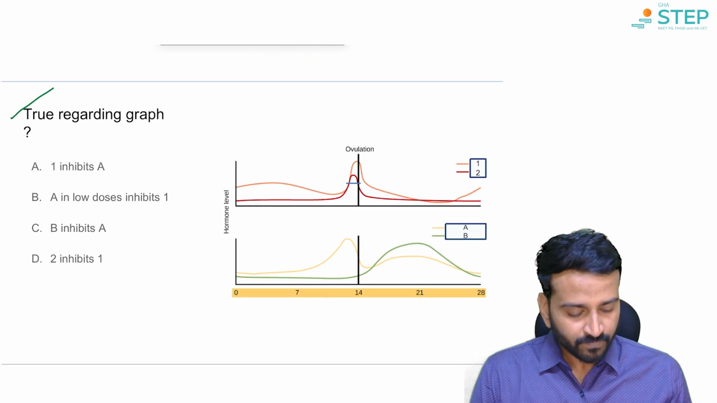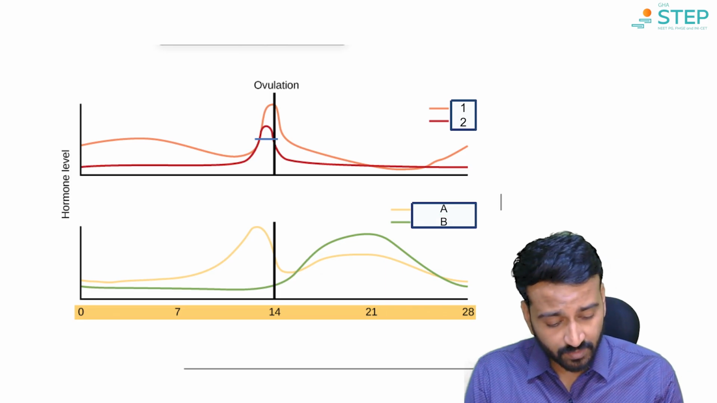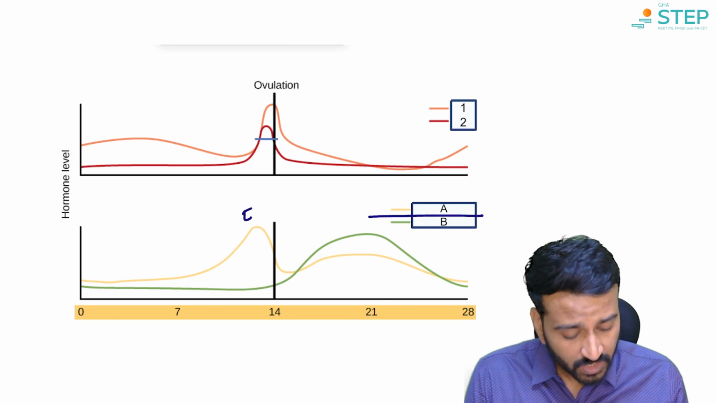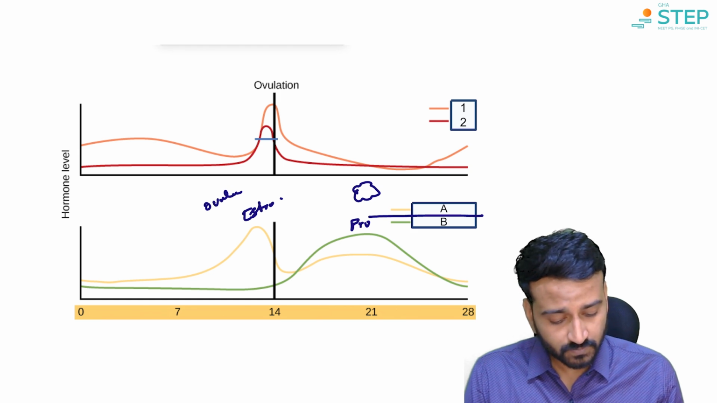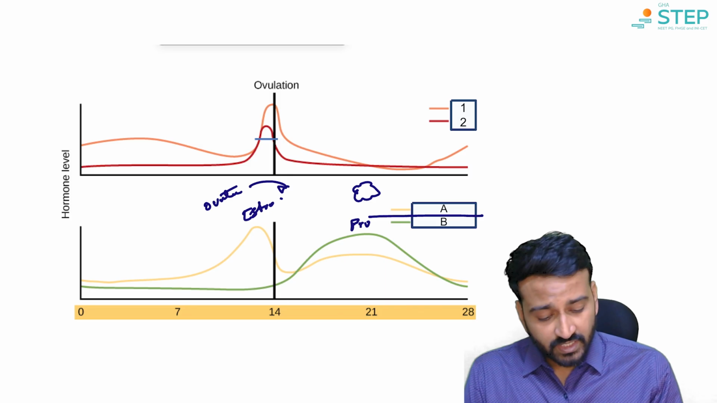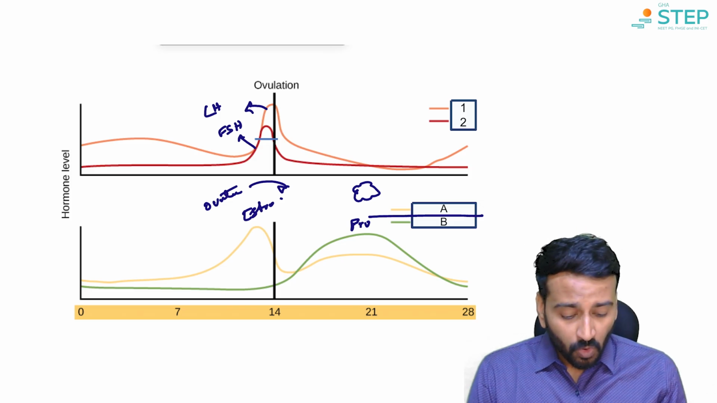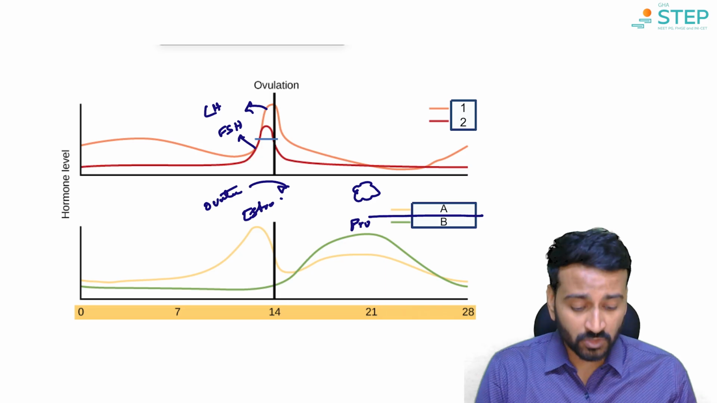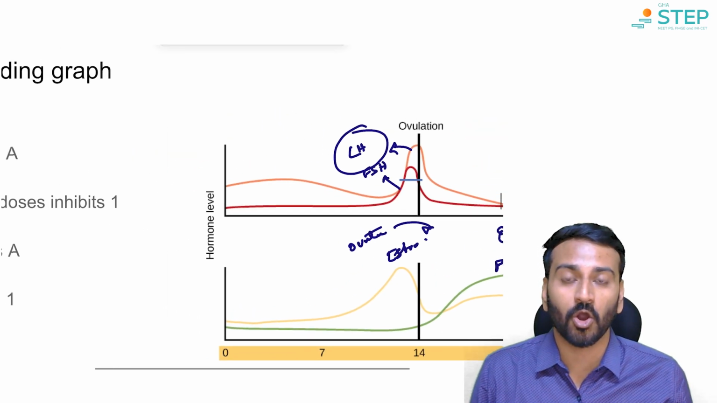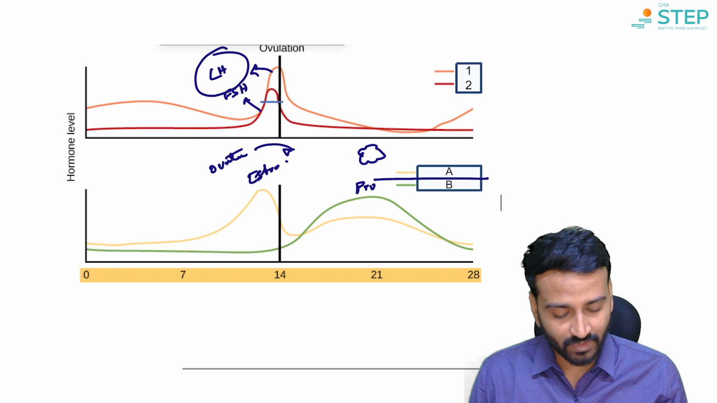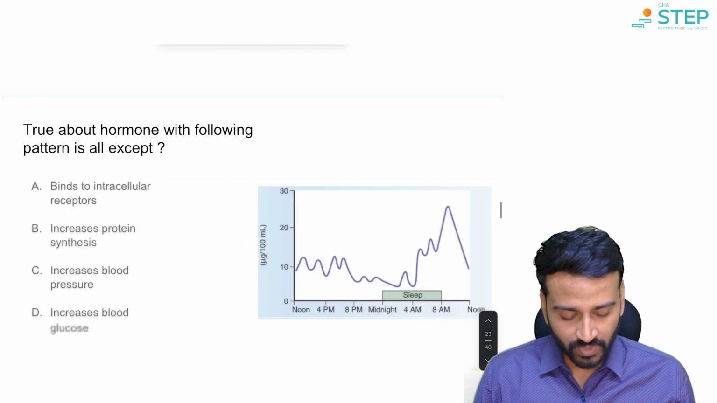True regarding graph. So let us see. This is day 14, ovulation is there. A and B are two lines, okay, two hormones. This A is estrogen, B is progesterone. I told you corpus luteum will be formed here and ovulation will happen on day 14, right? So for ovulation, you need LH surge. So making the other one FSH. Perfect. So this estrogen is required in huge amounts to cause LH surge, whereas microdoses of estrogen will inhibit luteinizing hormone. So A in low doses, this is A. Estrogen in low doses inhibits 1, that is luteinizing hormone. That is the correct answer.